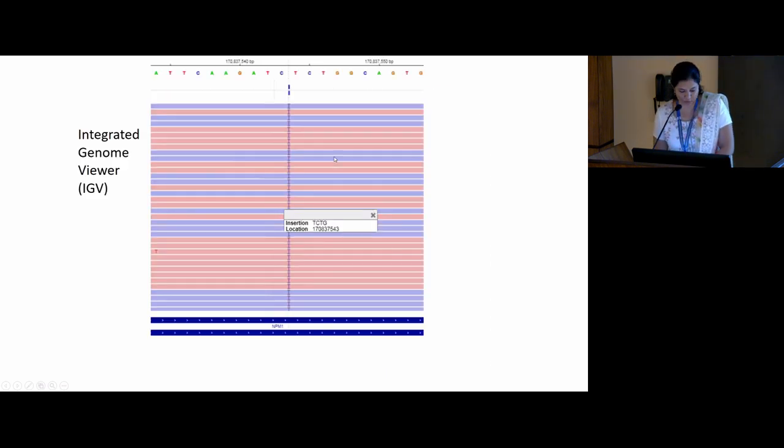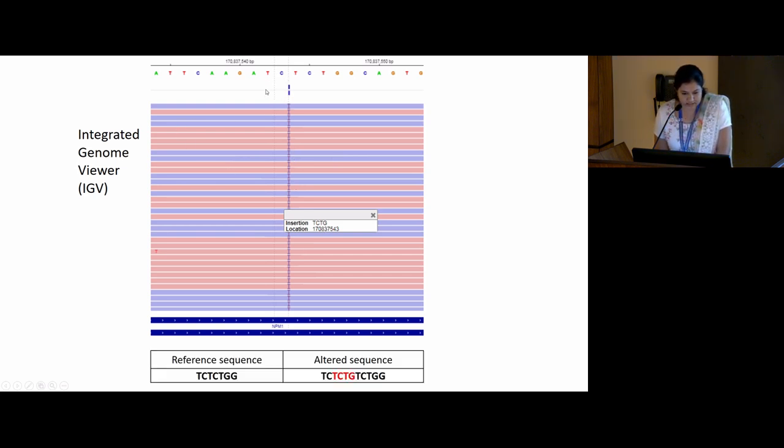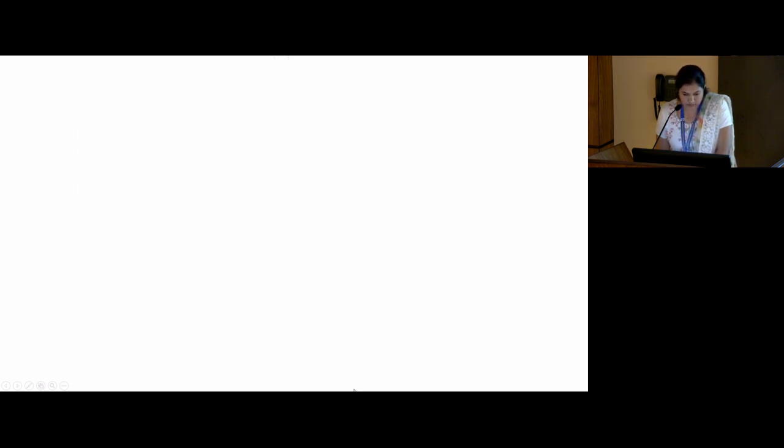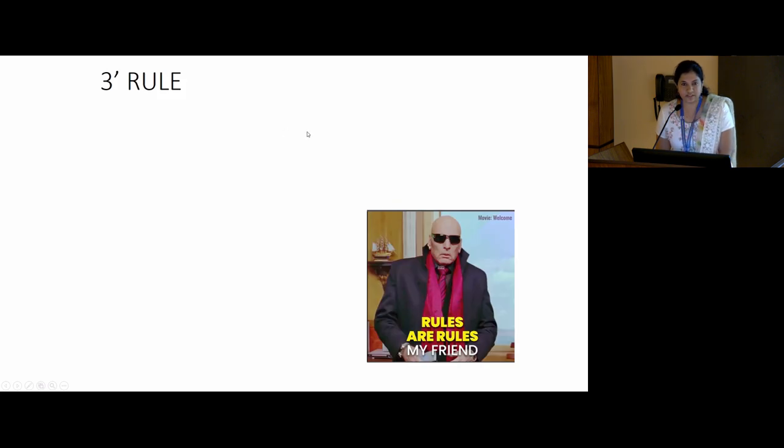So let's go back to IGV again, and here we can see that the insertion is between 43 and 44, TCTG, and we have seen the altered sequence here. So the first mistake we made was that we didn't follow the 3' rule.